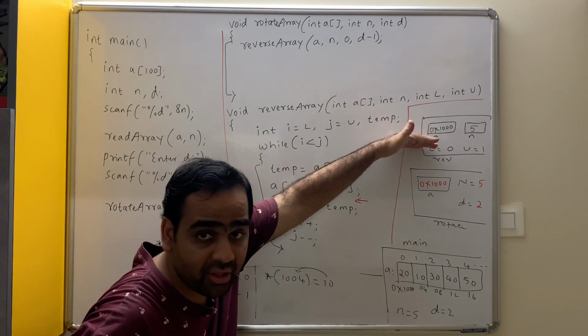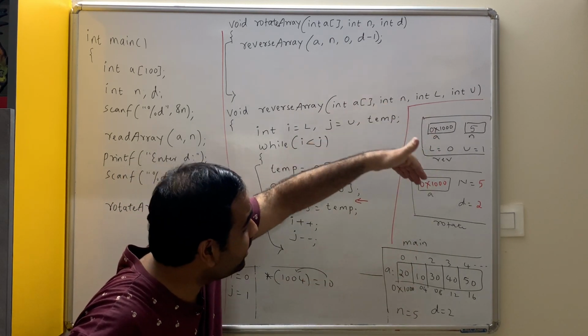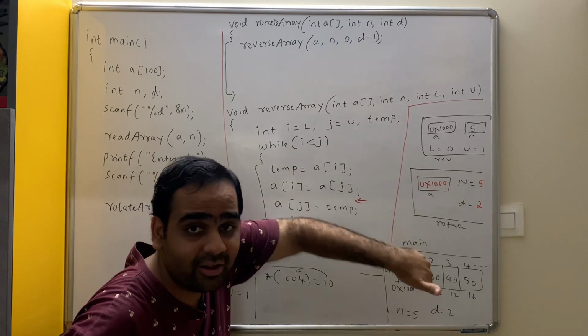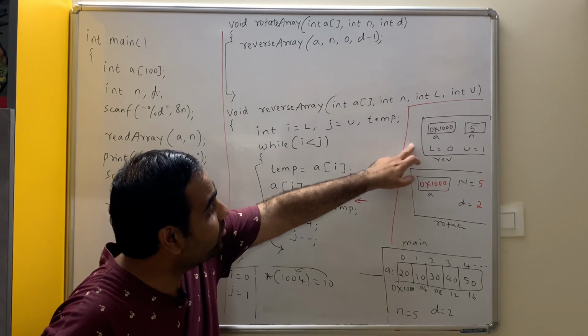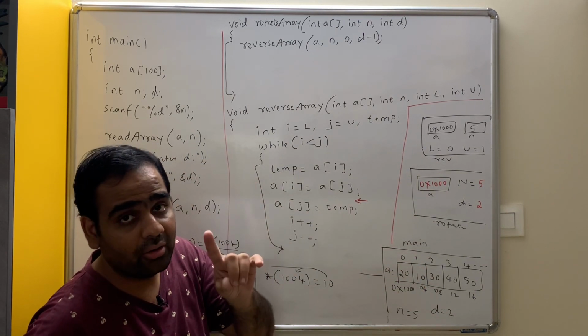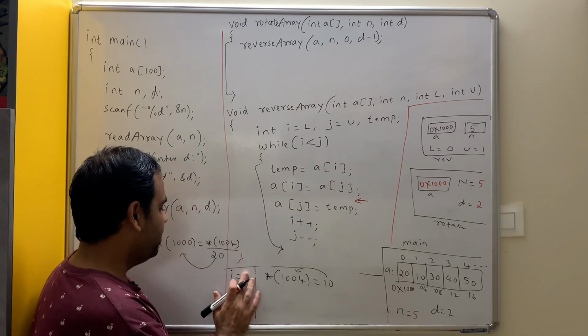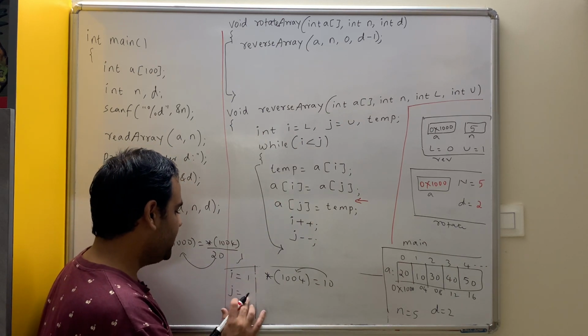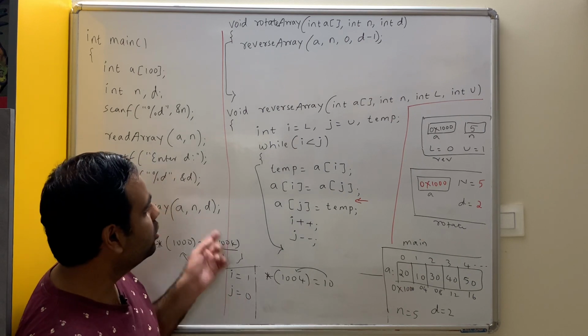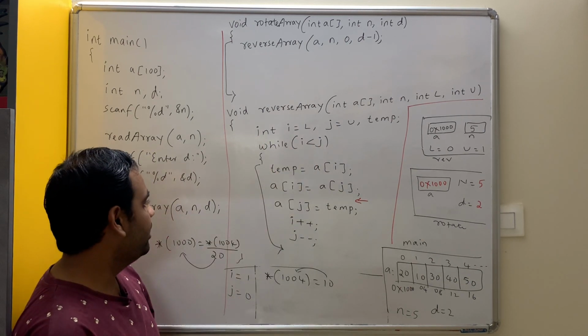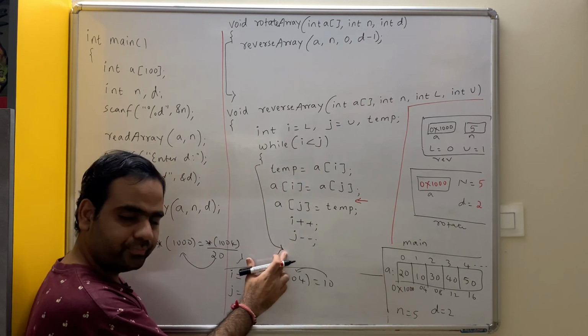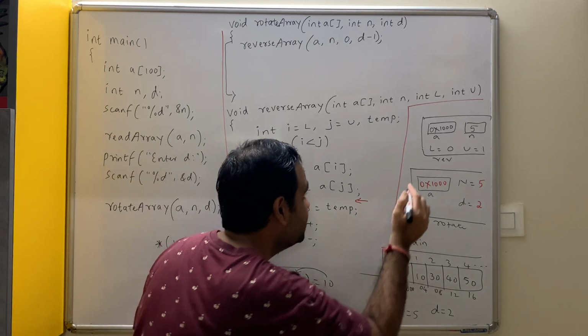We are in the reverse array function. Who has called reverse array? Rotate array. Who has called rotate array? Main. But reverse array can directly access main because of the address. And now you say I plus plus, the value of I will be 1. J minus minus, the value of j will be 0. Go back. 1 less than 0 is false. You come out of this loop. The closing bracket of the function is taken as return.